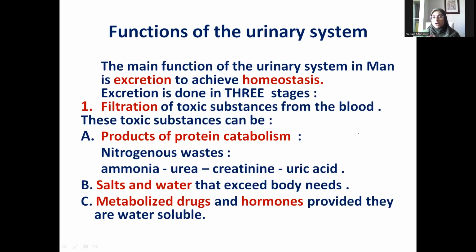So you might also be asked about the categories of substances that are excreted or that can be eliminated from the body via filtration. So the three broad titles are products of breakdown of proteins, surplus water and salts, and metabolized drugs and hormones. Now, the products of protein catabolism, here we mean the ultimate products of protein catabolism.